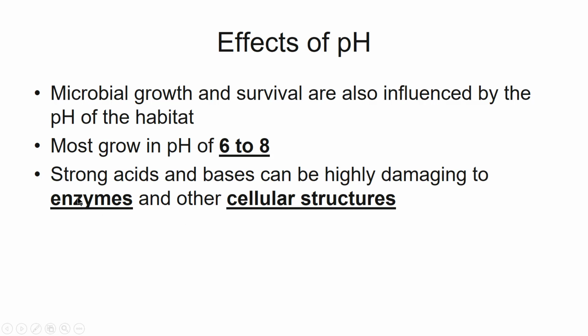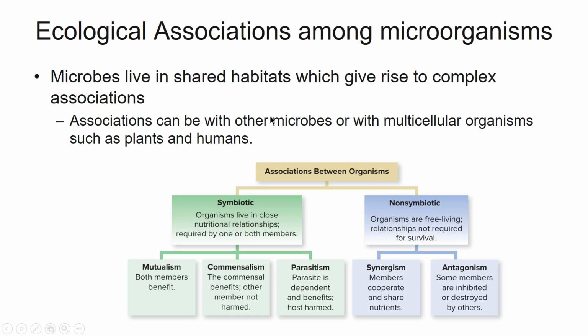What they ultimately do is they cause denaturation of enzymes, and they damage cellular structures such as the cell membrane or proteins located on the cell membrane itself. If they get into the cell, they can even damage things like the DNA, for example. So most of the time, pH is relatively neutral and we don't have to worry about it. But when we are exposed to strong acids and bases, that's what can happen. They damage our cells.